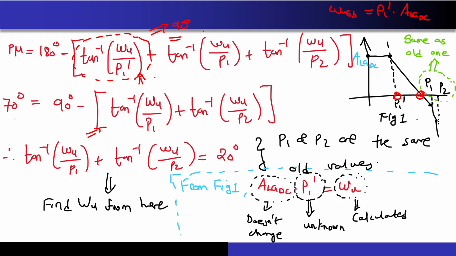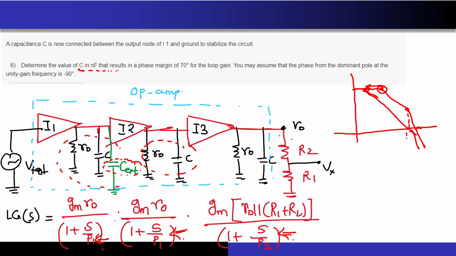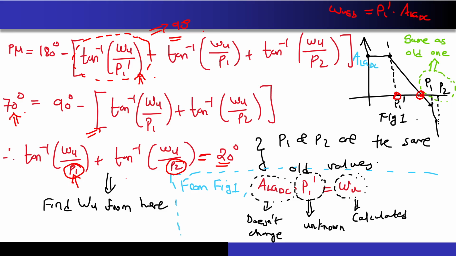Now remember, they have given you that you want a phase margin of 70 degrees. So now from this expression, I got tan inverse of omega u by P1 plus tan inverse of omega u by P2 equal to 20 degrees. I know the value of P1. I know the value of P2. Remember, this P1 is the pole that I am talking about at the output of the second stage. Why have I taken it as P1?